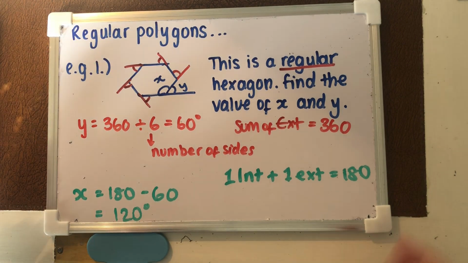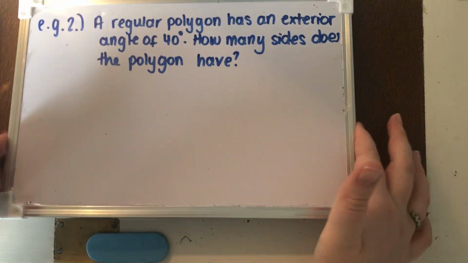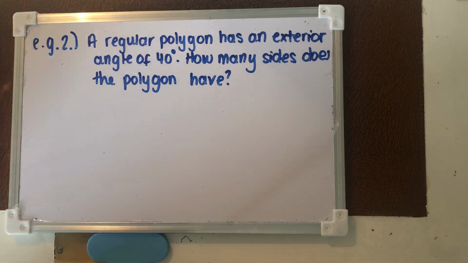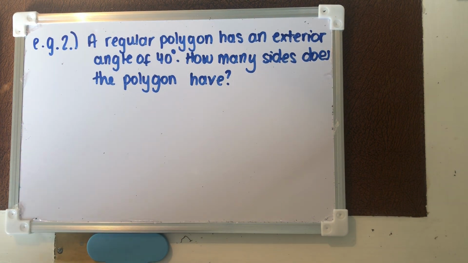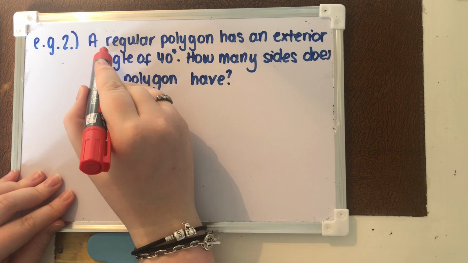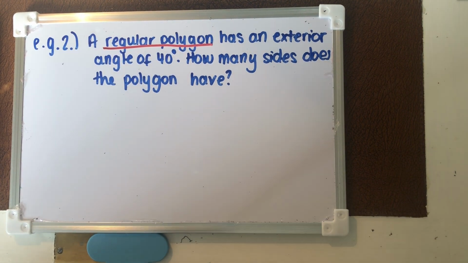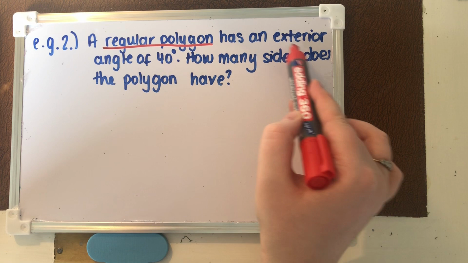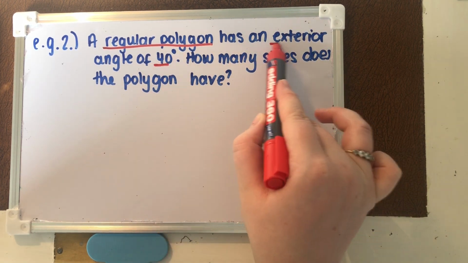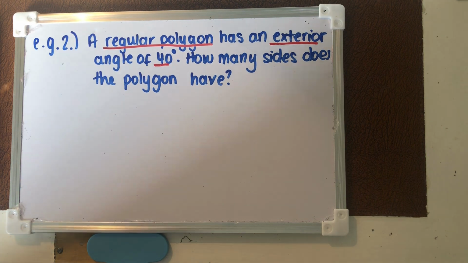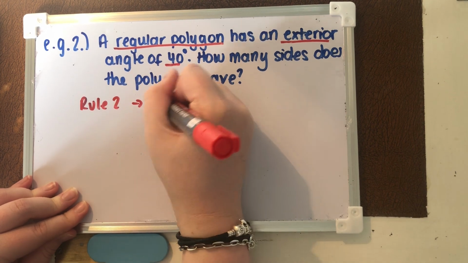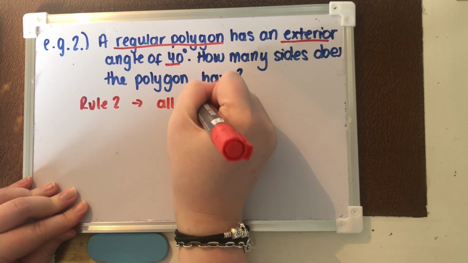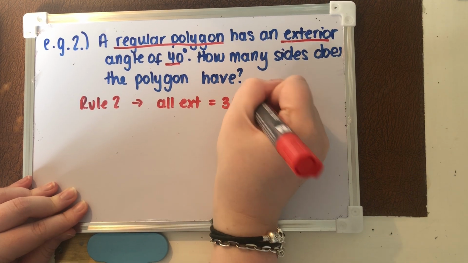Okay, so the next one, you're not always given a diagram. Sometimes you're just given some words, which I know is a little bit harder, but it's just practice really. We're not told how many sides the shape's got, but we are told it's a regular polygon. So that means we know all the angles are going to be the same in the shape and outside the shape. We're told that one of the exterior angles is equal to 40 degrees. So straight away, if it says exterior, it's probably going to be rule number 2, which was that all exteriors equal 360.